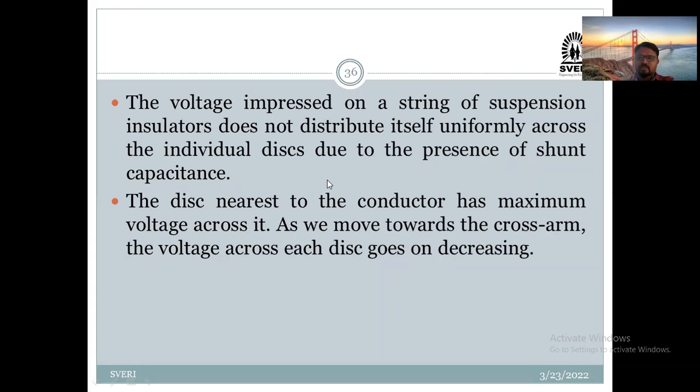Then roll number 16, Nilesh, whether voice is audible? Nilesh, whether voice is audible? Amit? Yes sir. What formula you have written? String efficiency is equal to voltage upon number of disk string into voltage across disk nearest to conductor. What did you write first? What is that first numerator? What you have written as numerator? Voltage, total voltage across disk.